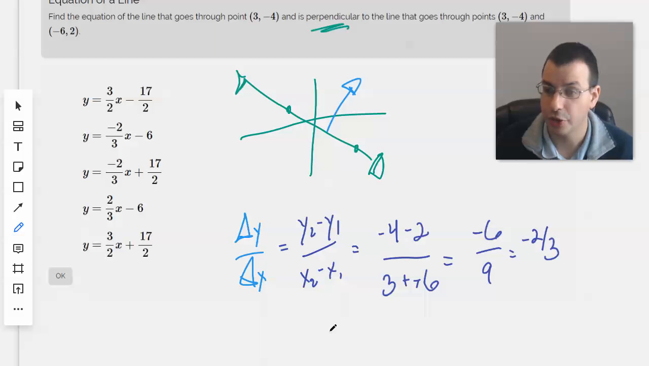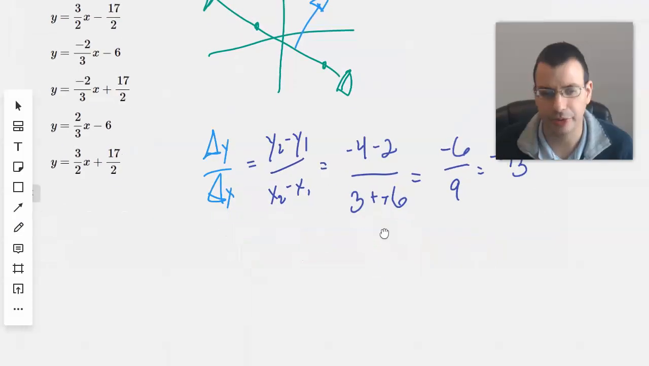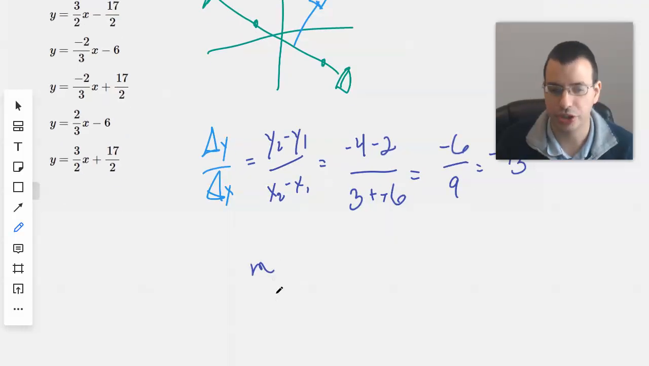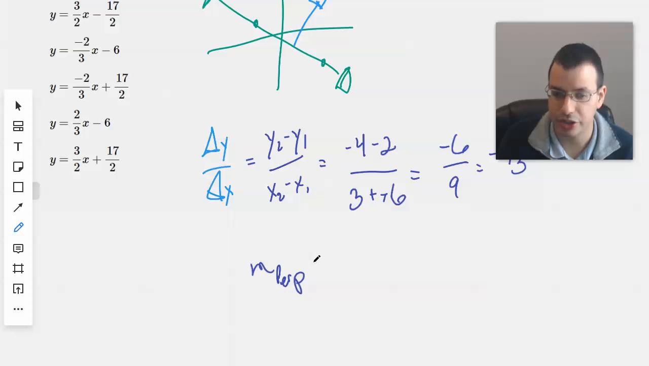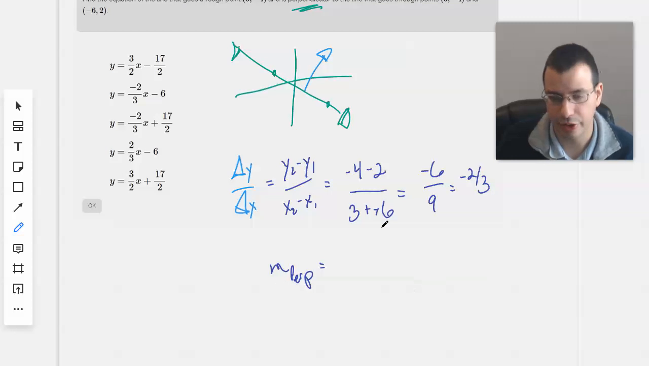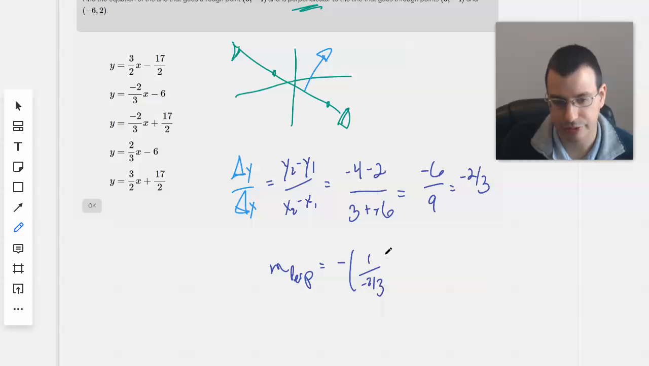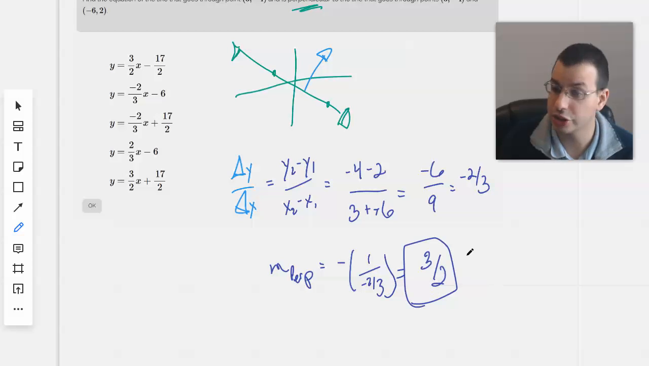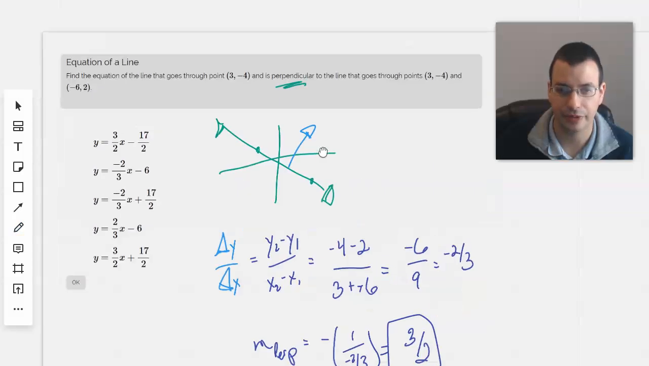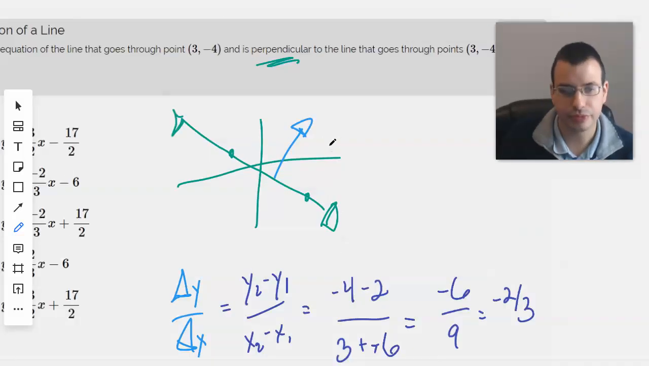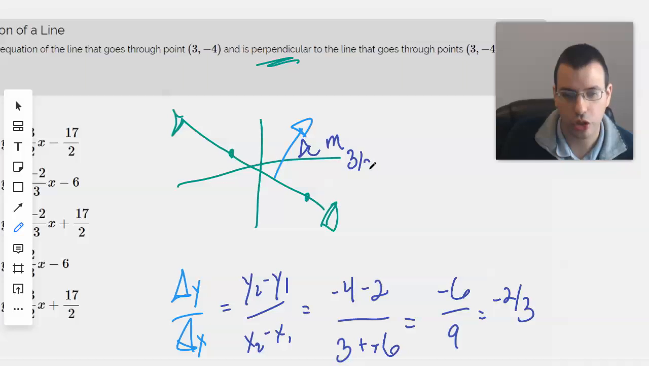Okay? And so that is the slope of this line right there, which almost kind of looks reasonable. And so m, the slope of the perpendicular line that we want, would be the negative reciprocal of -2/3. So it would be -1 over -2/3, which is +3/2. So this is the slope that we want of this line right here. m of this is 3/2.